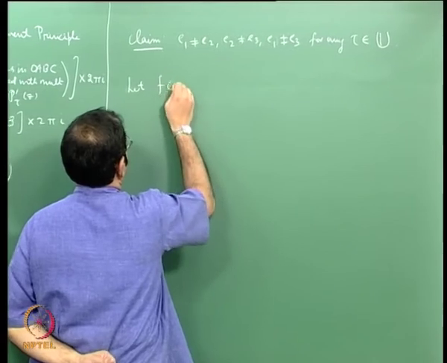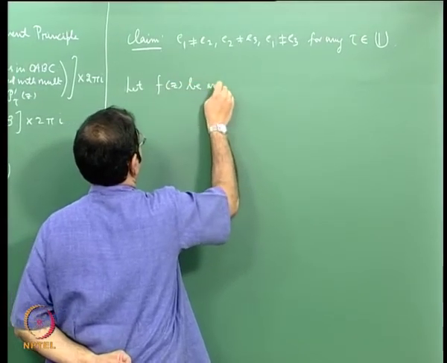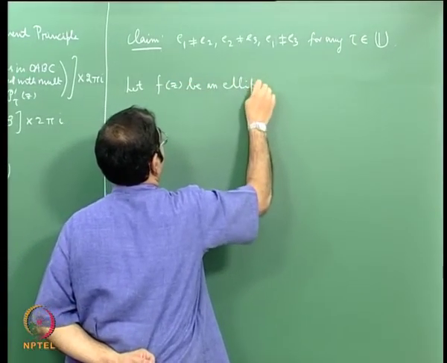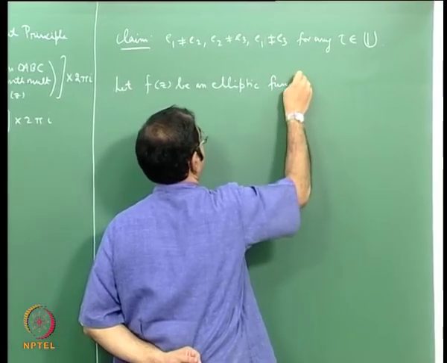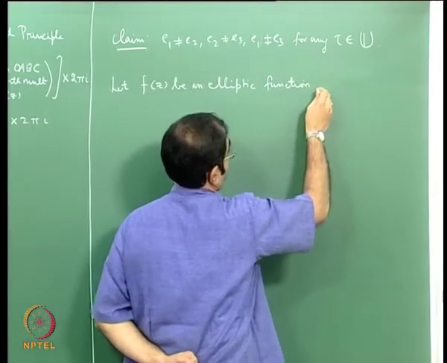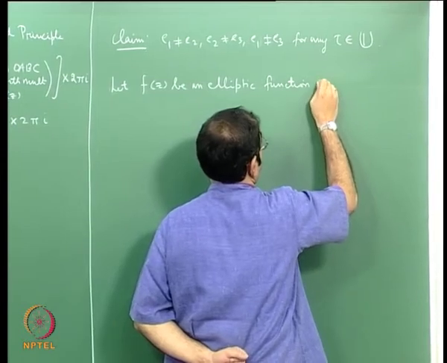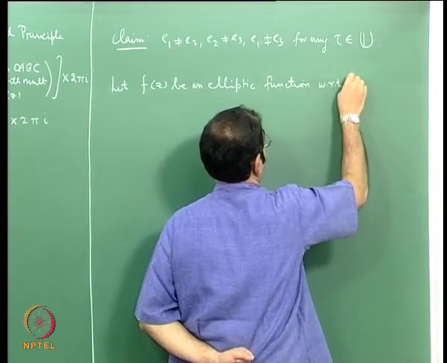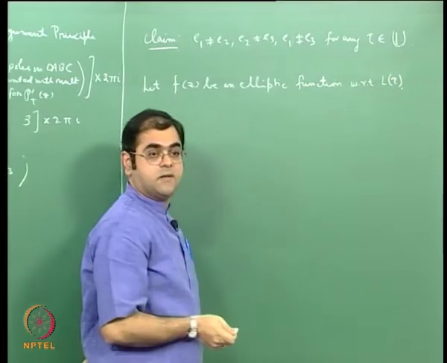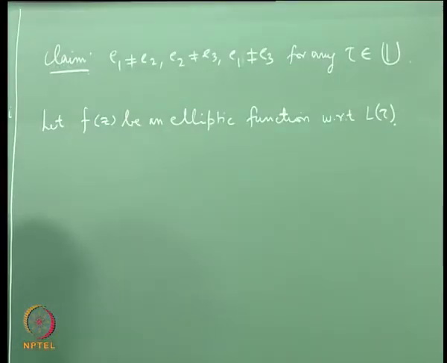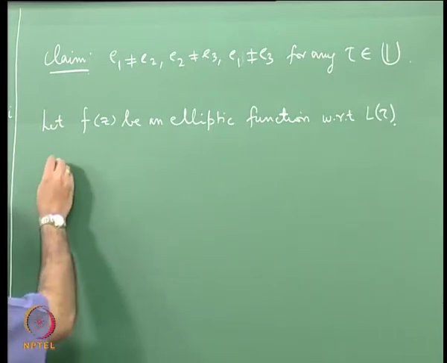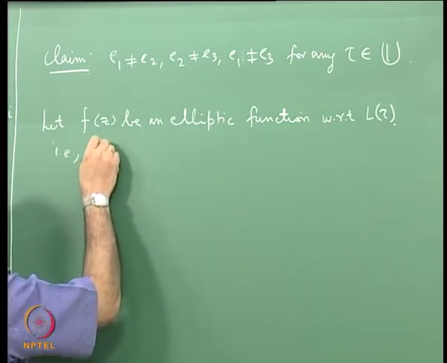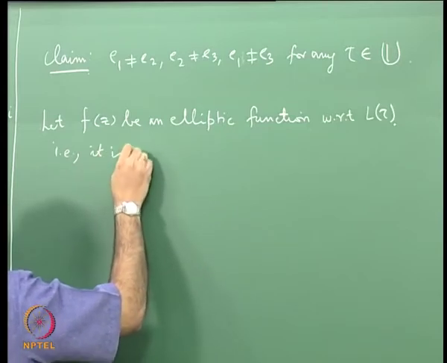So let f of z be an elliptic function with respect to L of tau. What does it mean? It means that it is a doubly periodic function, which is meromorphic, that is, it is analytic except for poles.